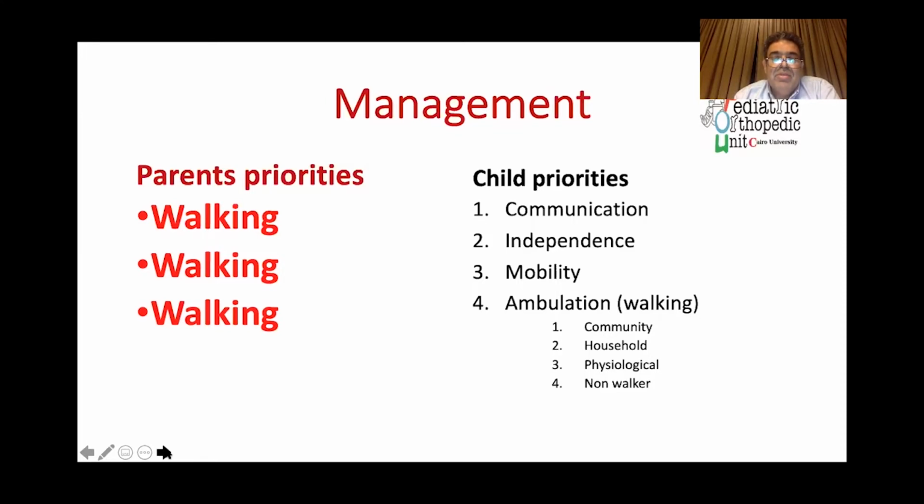The third thing, they need to be mobile, either with a wheelchair or to use a walker to walk. Lastly, to be ambulatory. They never need walking as the priority like the parents think. We should always try to convince the parents that what the child needs, communication, independence and mobility, is more important than walking.